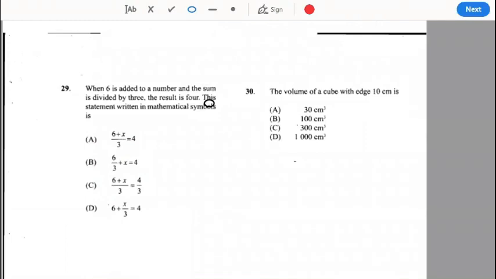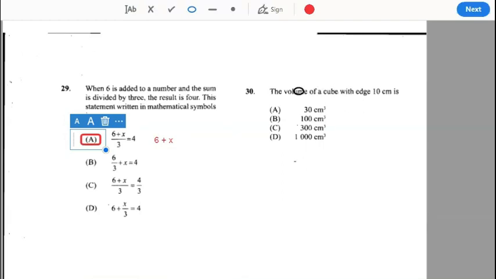So 29, when 6 is added to a number and the sum is divided by 3, the result is 4. So it's again simply reading, understanding, and then looking for what suits the reading. So it's 6 added to a number, in this case I'm using the number as x, so the sum. Then it said this sum is divided by 3, so it's 6 plus x that is divided by 3, and the result is 4. And this suits exactly what B said, 6 divided by 3, and this is added to a certain number. Definitely not what the question asked for.